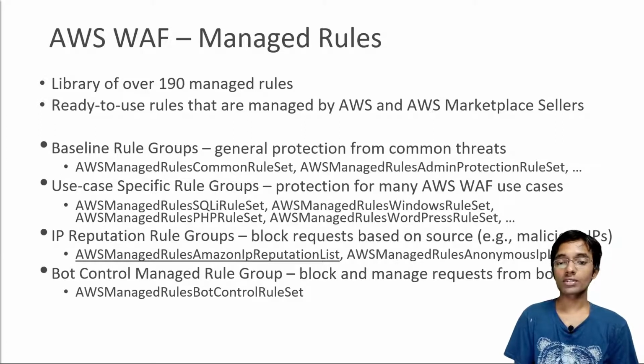And finally, there's a bot control managed rule group to control requests from bots. So this includes, for example, the AWS managed bot control rule set. So as you can see, we have 4 kinds of managed rule buckets: baseline, use case specific, IP reputation, and bot control. Anything that can come up in the exam is one of these, including the Amazon IP reputation list.